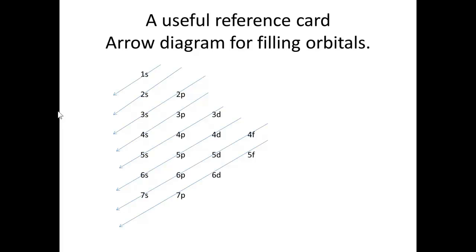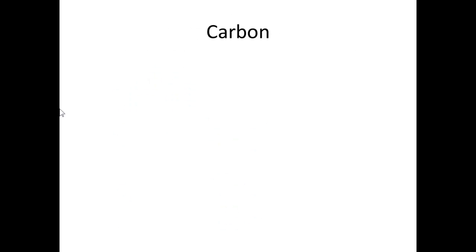There are some useful references for you. One is you should try and remember the order in which the orbital shells are filled up, and this shows 1s, 2s, 2p, 3s and so on. All you do is follow the blue arrows there.